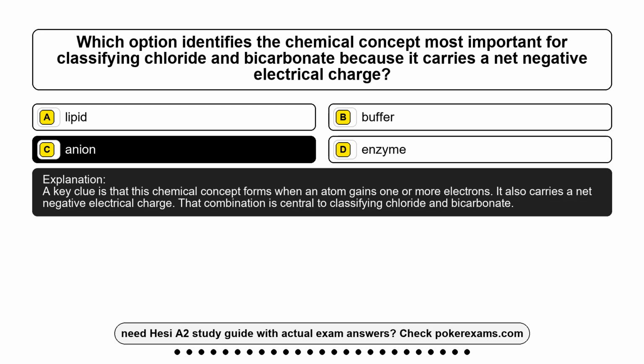A key clue is that this chemical concept forms when an atom gains one or more electrons. It also carries a net negative electrical charge. That combination is central to classifying chloride and bicarbonate.